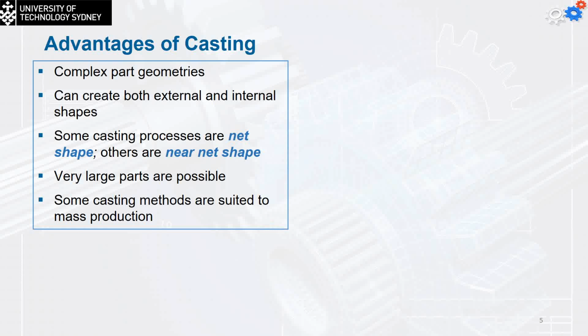Another good point is that very large parts are possible. Just imagine an engine block for a ship, something about half the size of this room, can be cast. Some casting methods are suited for mass production, like die casting. Just fill the mold and get the parts continuously. This is the bright side. We have the bad side.